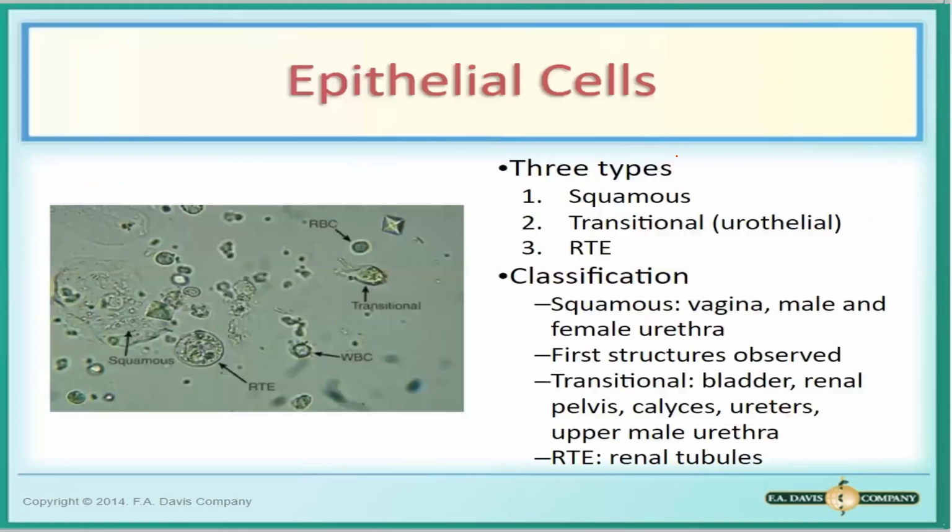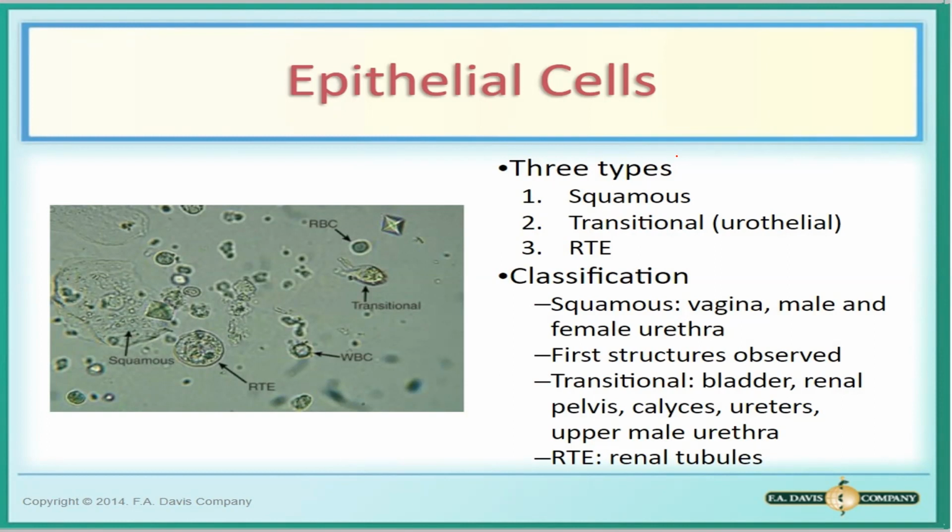Okay? Next is epithelial cell. Epithelial cell po, we have 3 types. Squamous epithelial is most commonly seen sa male and female urethra, or it comes from the male-female urethra and the vagina. Sa transitional, galing siya sa bladder, sa renal pelvis, sa calyces, and sa upper male urethra. So further up the genitourinary tract.